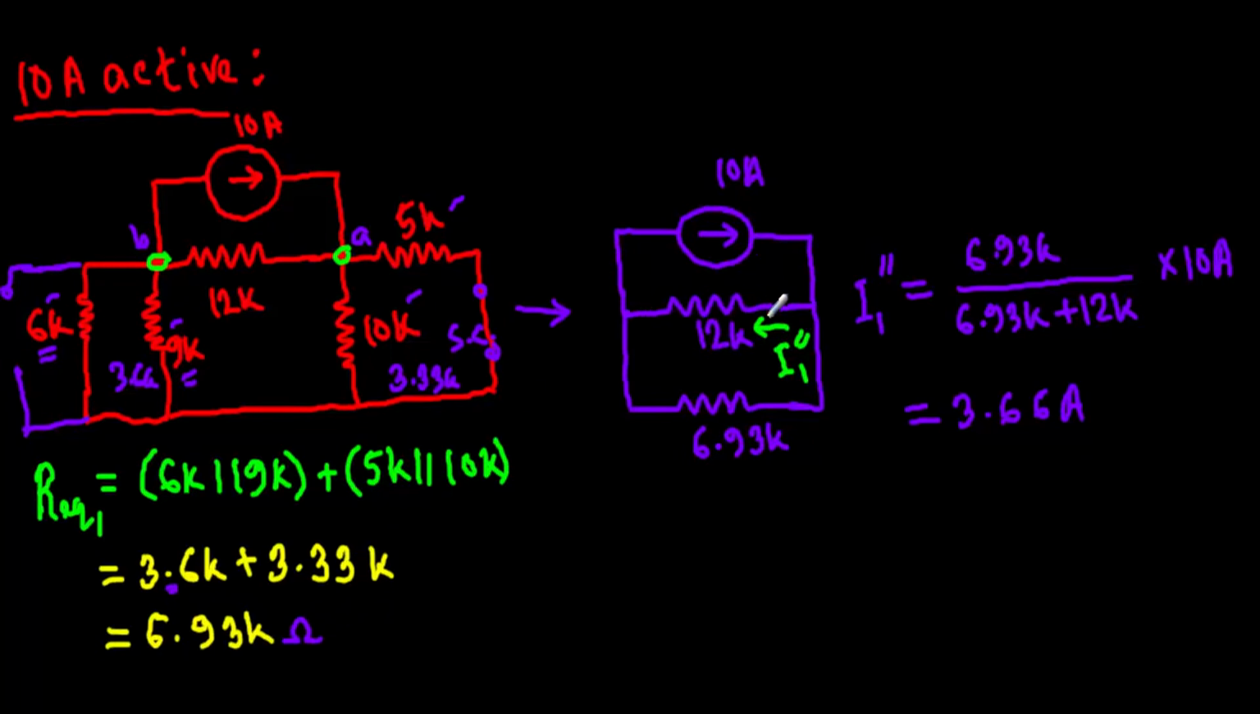Now I will apply the current divider rule to calculate the current through this 12 kilo ohm resistor, and there is a special formula of the current divider rule. Let's say we have two resistances.